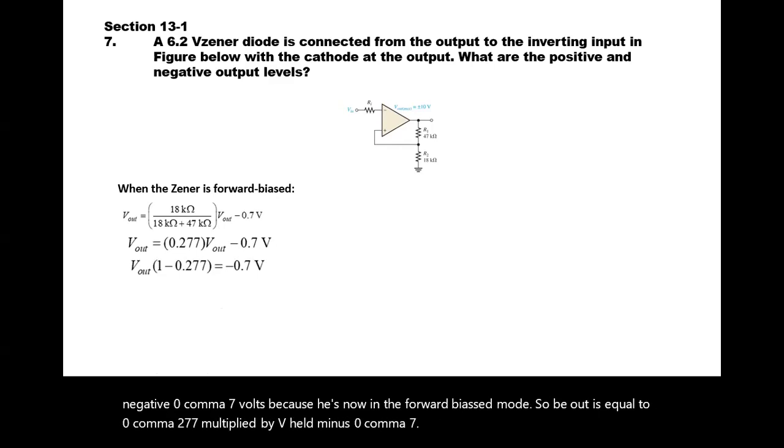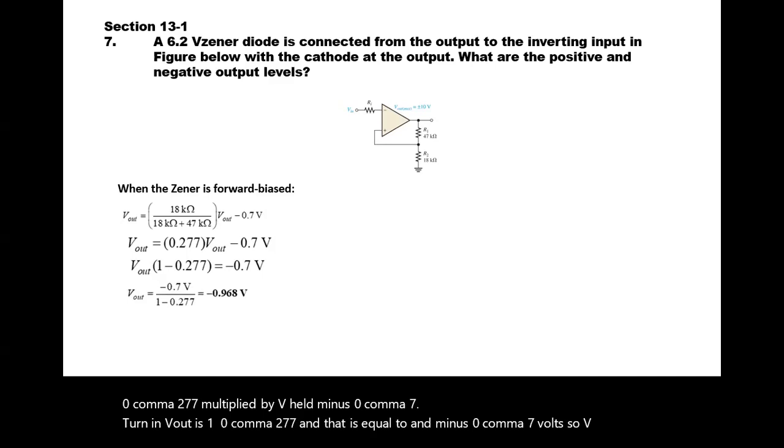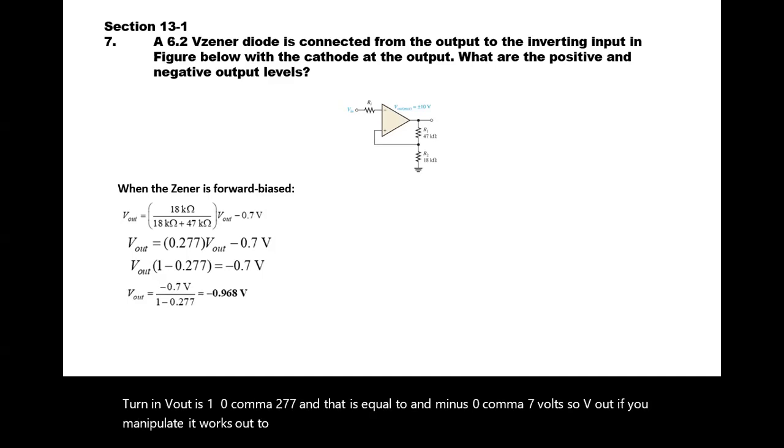And V out times (1 minus 0.277) is equal to minus 0.7 volts. So V out, if you manipulate that, works out to be negative 0.7 divided by 1 minus 0.277. Your final answer there is negative 0.968 volts.